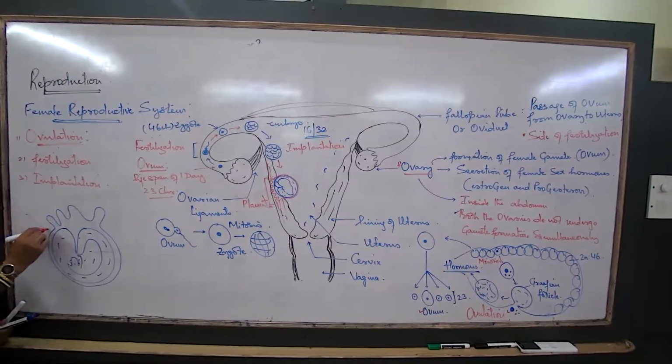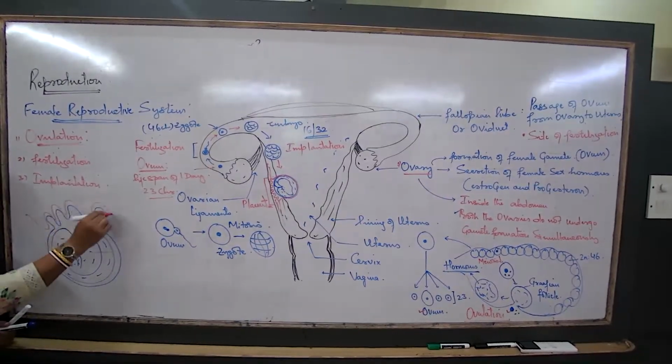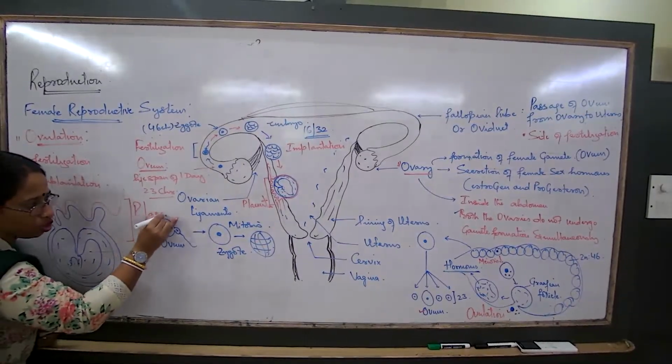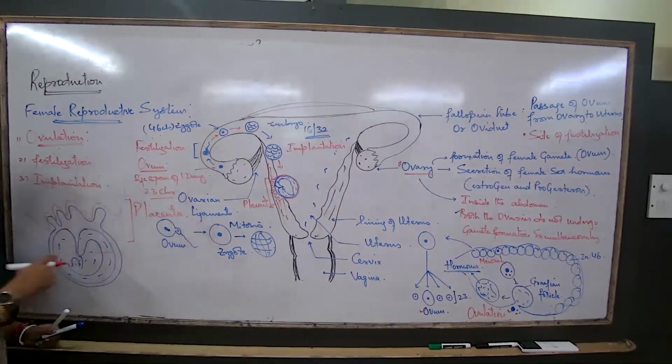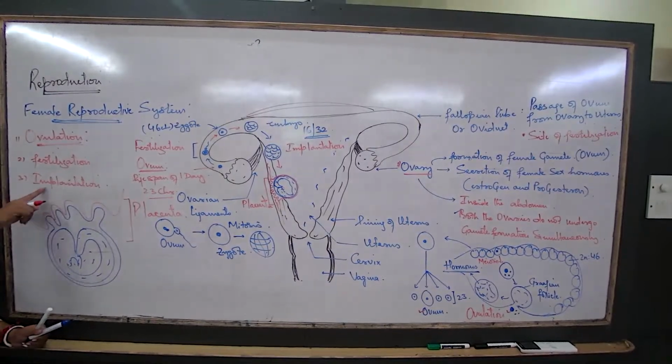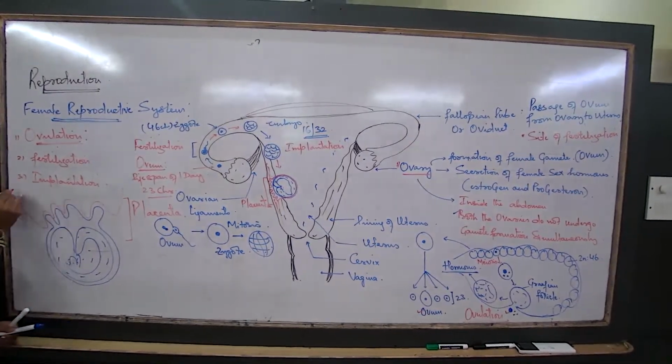Surrounding these finger-like projections, what are they? The blood vessels. What is this disc-like structure known as? This is known as the placenta. What is this process known as? Placentation.